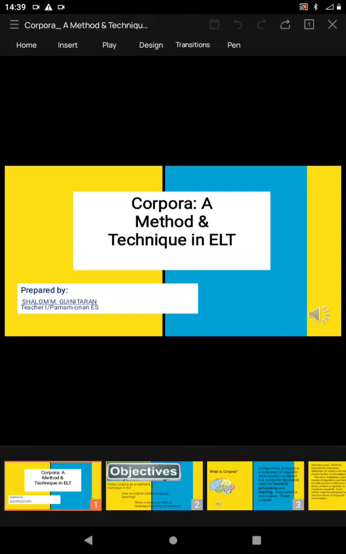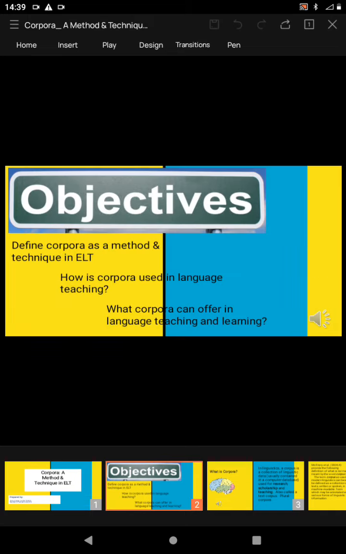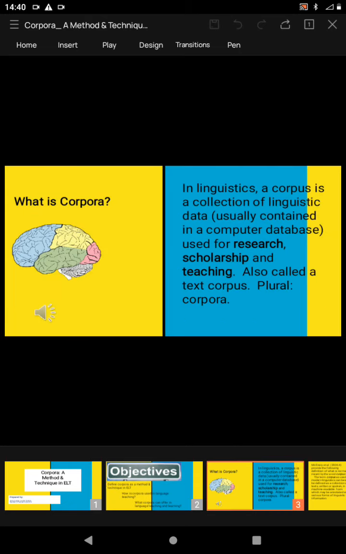Today, I'm going to share another method and technique in English language teaching, which is Corpora. But before that, let us know the objectives of this topic. These are the objectives. 1. Define Corpora as a method and technique in English language teaching. 2. How is Corpora used in language teaching? 3. What Corpora can offer in language teaching and learning.